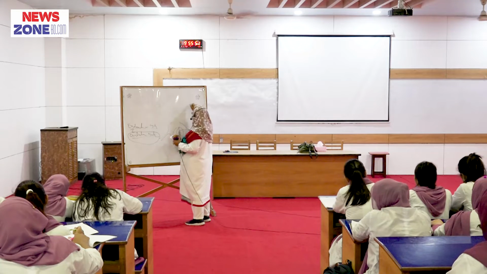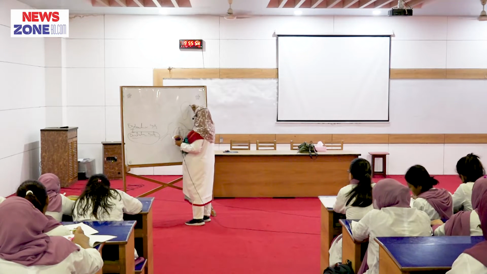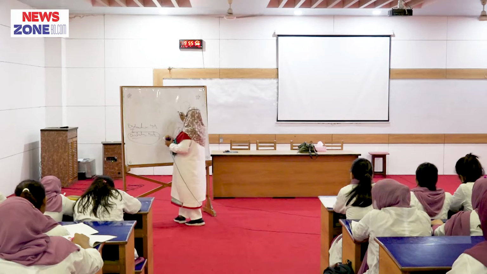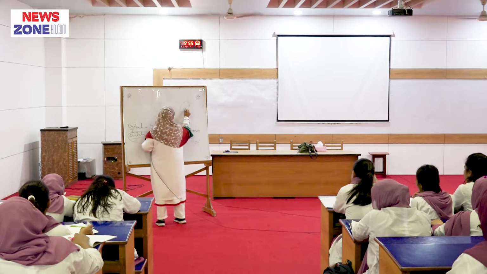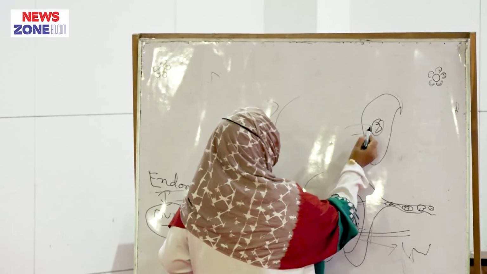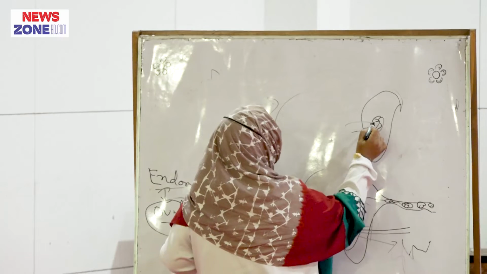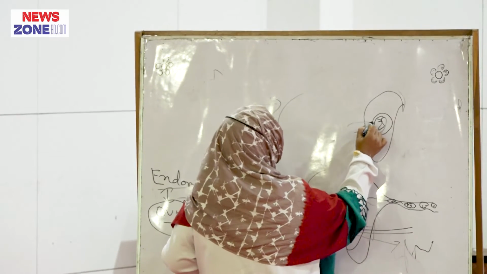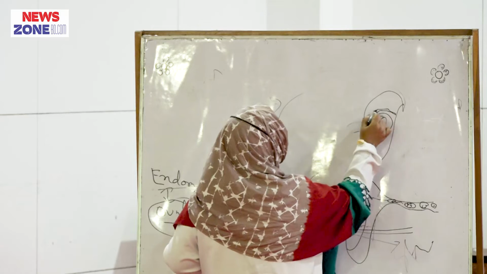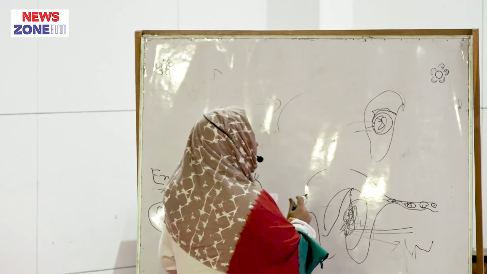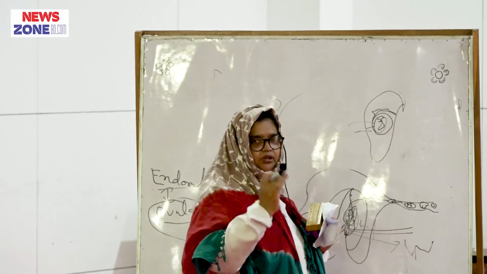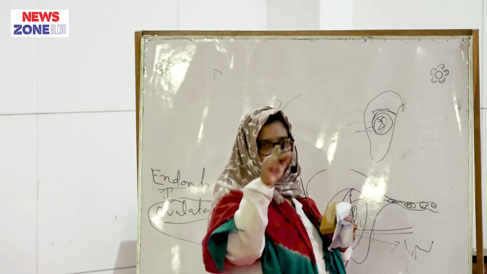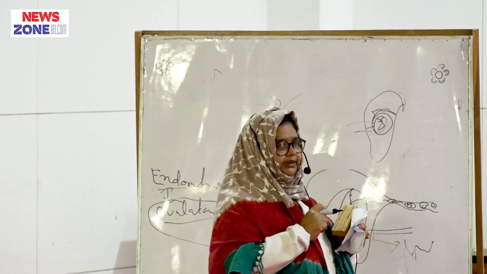Suppose this is the changed endometrium. When the blastocyst implants here, this is decidua basalis, and surrounding it is decidua capsularis, and the remaining structure is parietalis. So decidua has three components: decidua basalis, capsularis, and then parietalis.